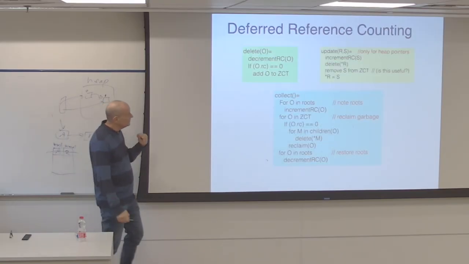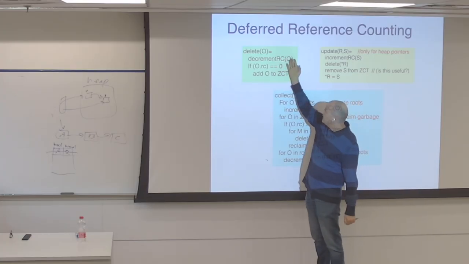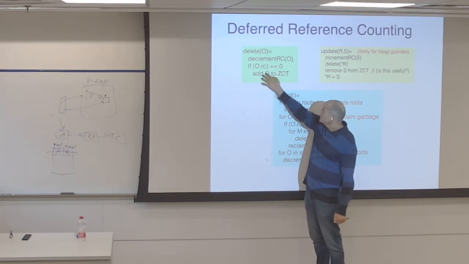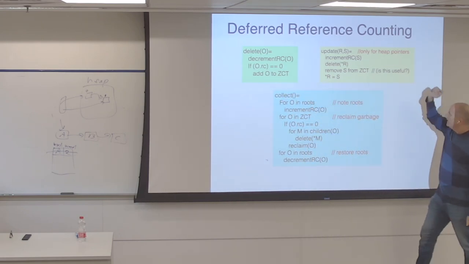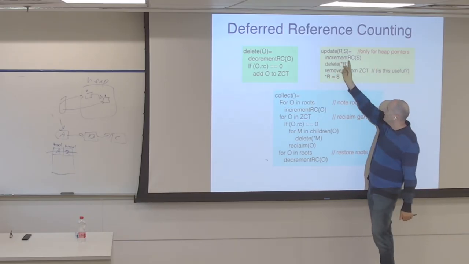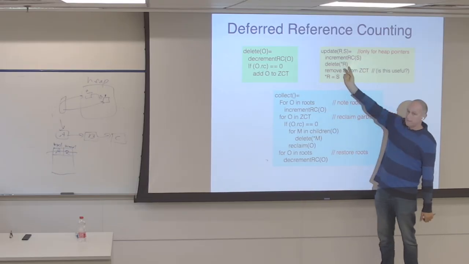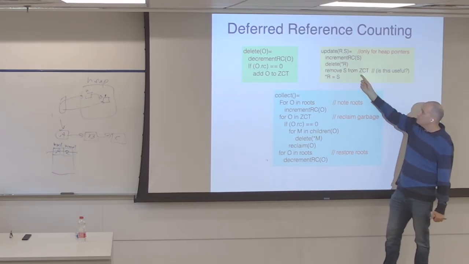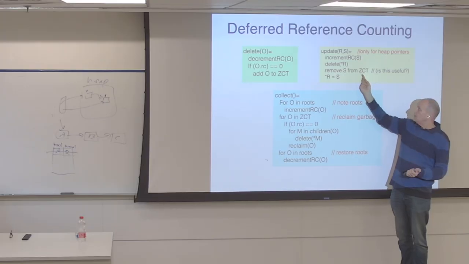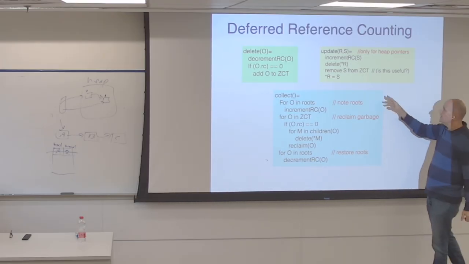Right. Okay. So let's look at the code. If I decrement a reference count and then I discover that it's 0, I just add it to the 0 count table. I don't reclaim it. And when I update a pointer, I increment the reference count of the new target. I delete this way the old value of the reference. And I could remove, like you say, the new one from the ZCT. So if I'm going to point to someone, it doesn't have to be in the ZCT anymore.